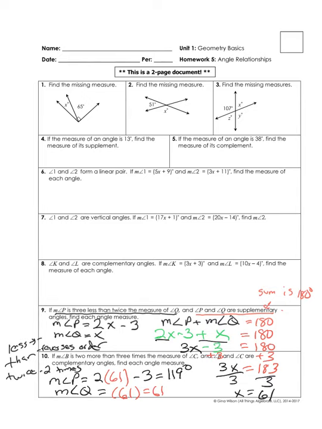If I want to check my answer, I take 119 plus 61, and that equals 180, so I know I'm correct. So again, just make sure you do 8 on this assignment, any 8 you'd like.